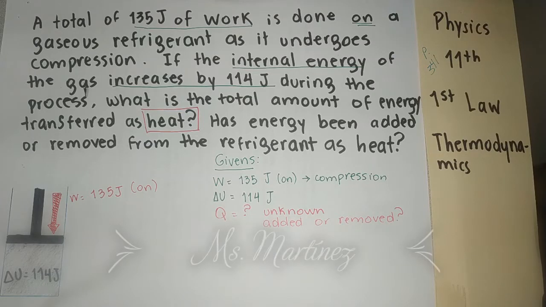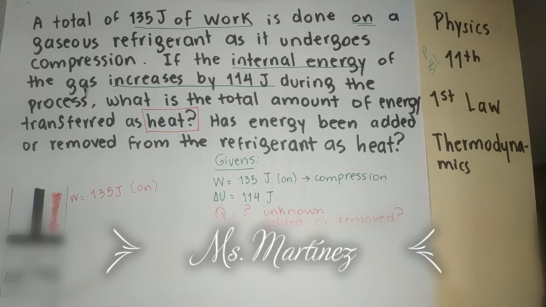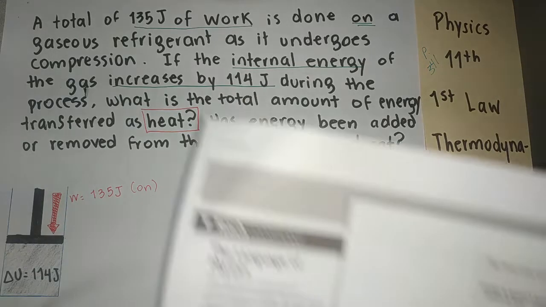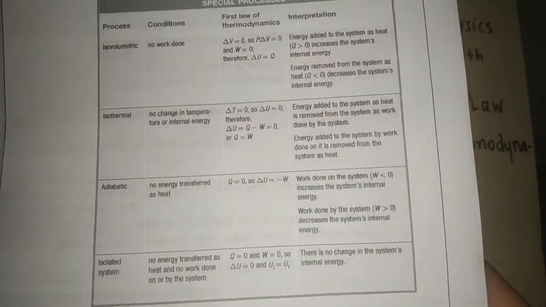Today's topic is about the first law of thermodynamics. First of all, I think I already gave you the introduction of the topic, and we already stated that there are some special processes for the thermodynamics. First law, that we have isovolumetric, isothermal, adiabatic, and isolated system. Now that chart, you can see it is in page 340. It's right there.